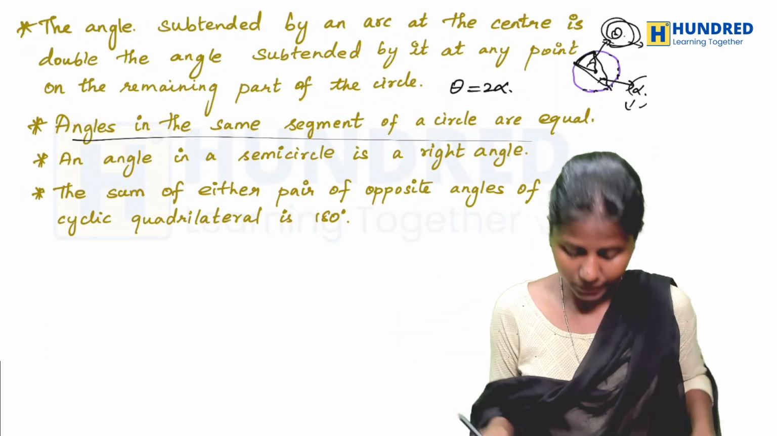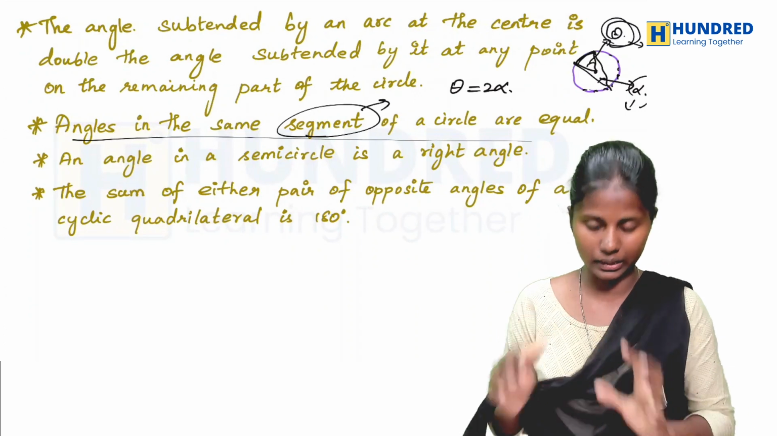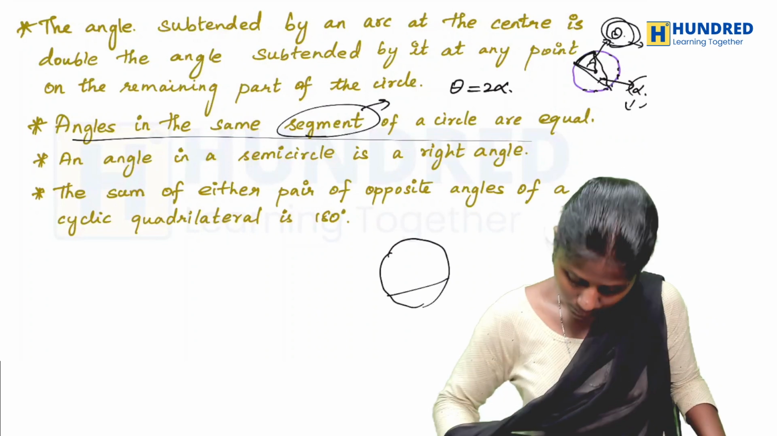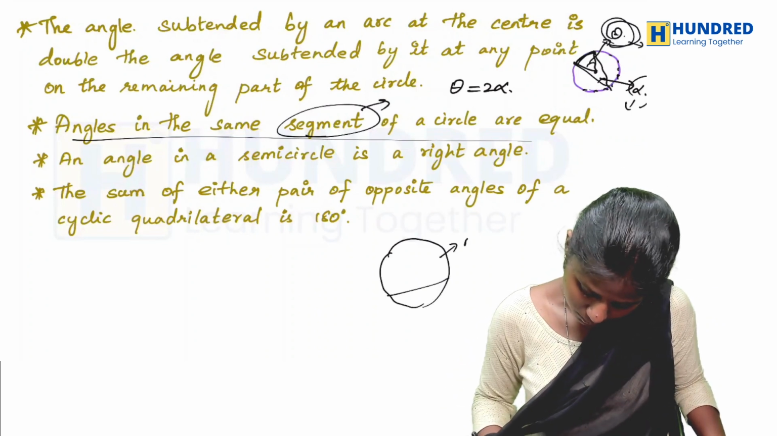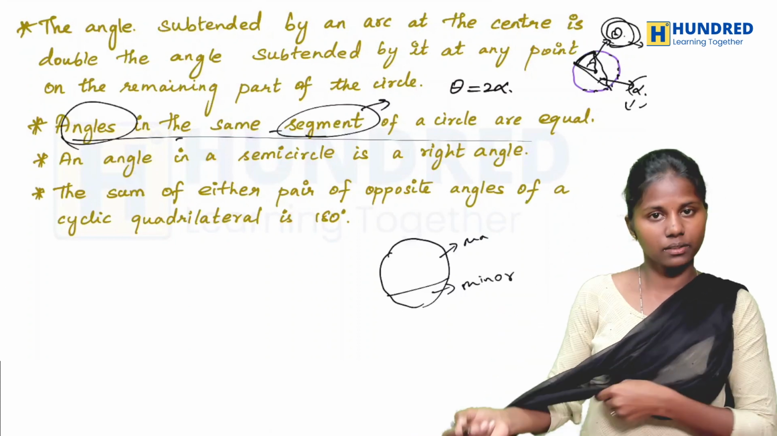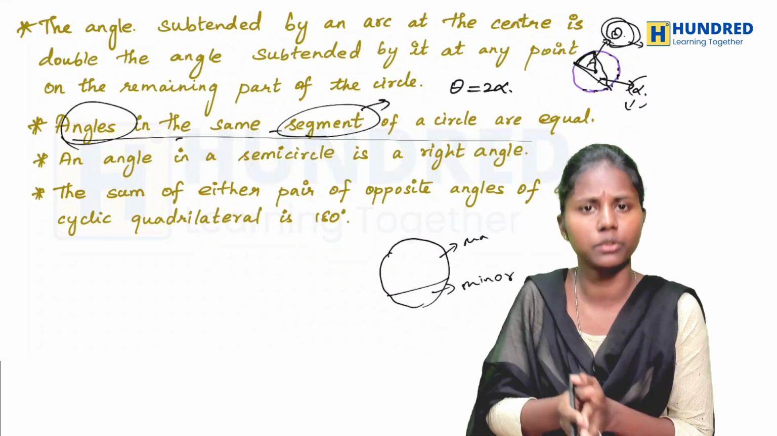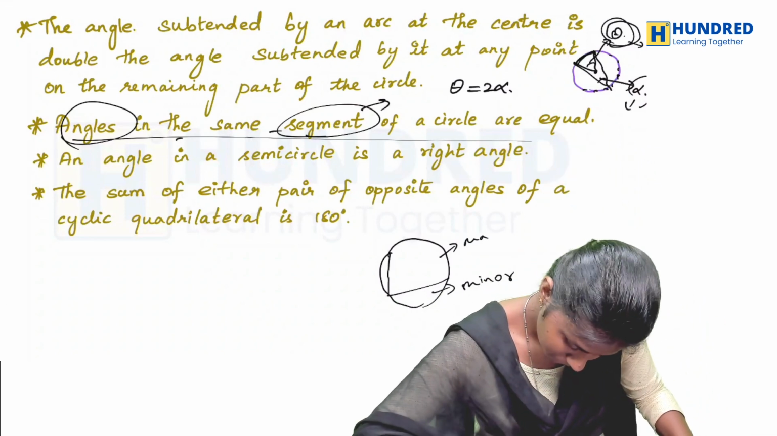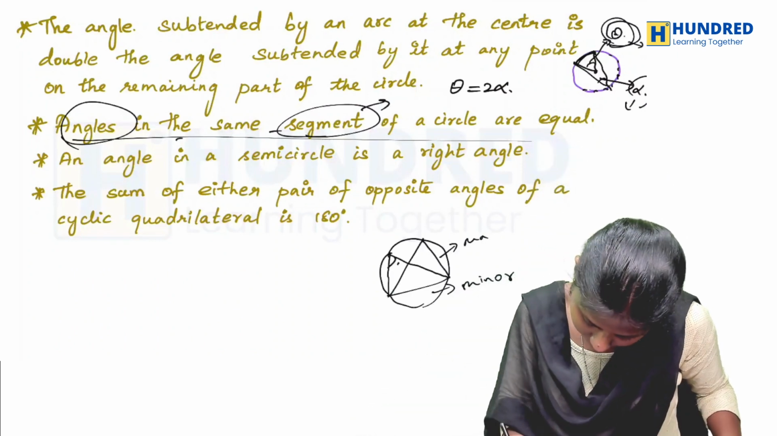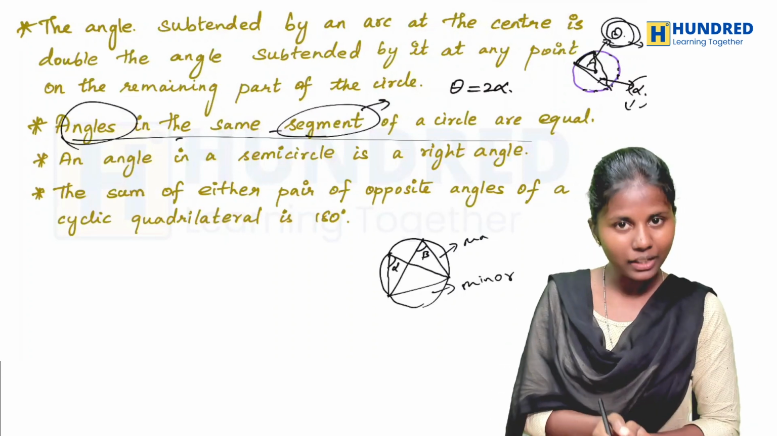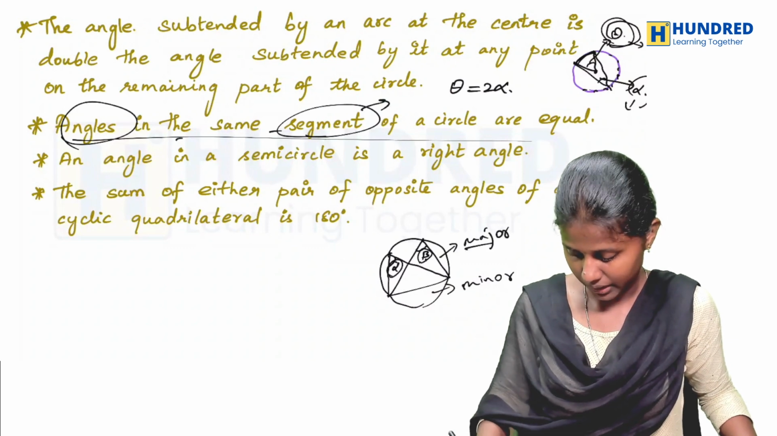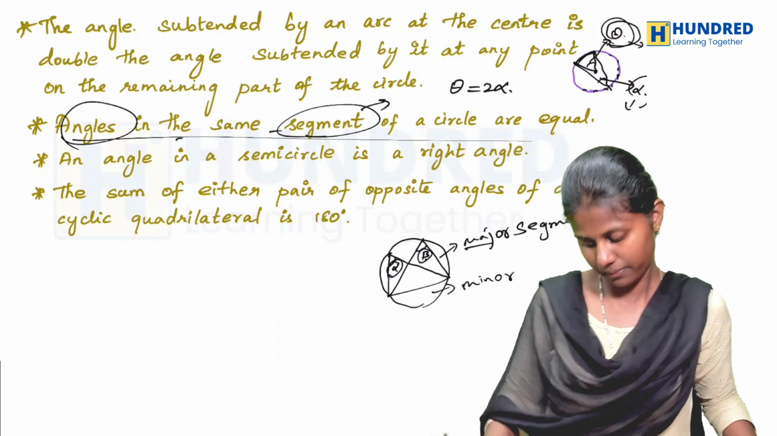When we hear the word segment, we have to draw a chord. We have a circle and I have a chord. This segment is called major and this segment is called minor. They are saying the angles in the same segment. So in the same segment, I am going to draw two or more angles. Then these angles, alpha and beta, must be equal because these two angles lie in the same segment, called the major segment.